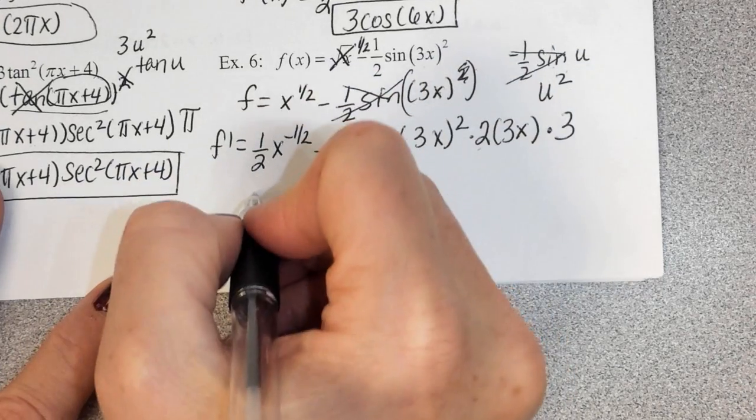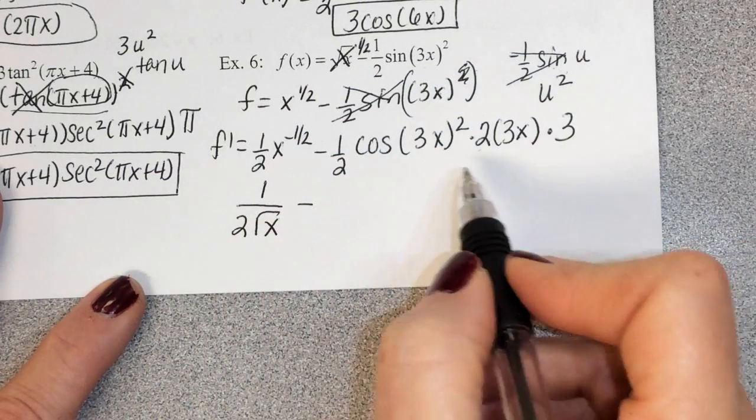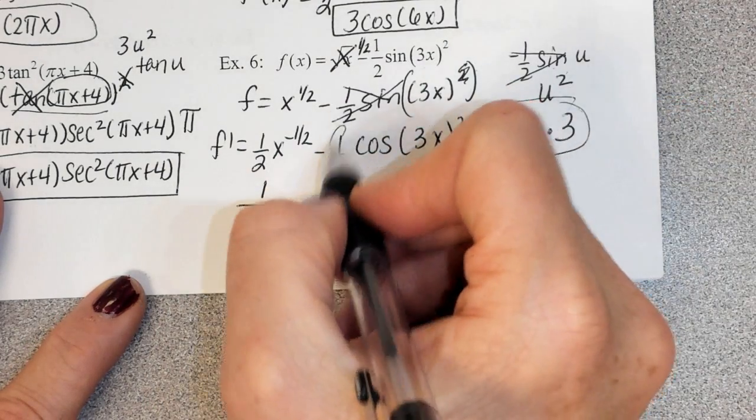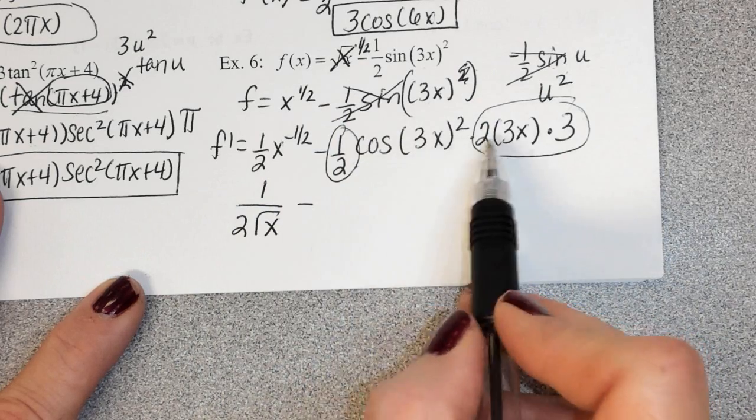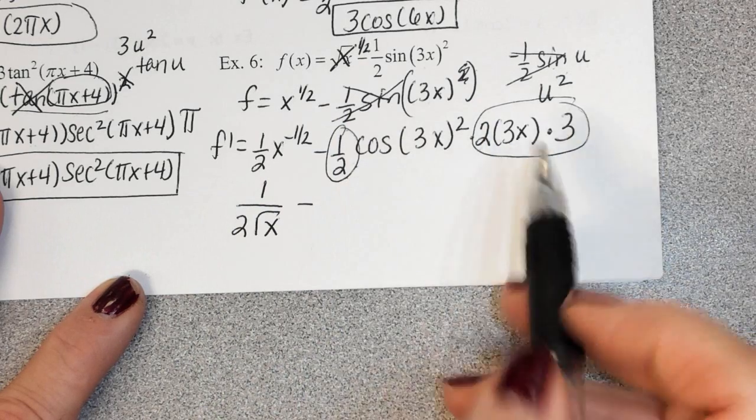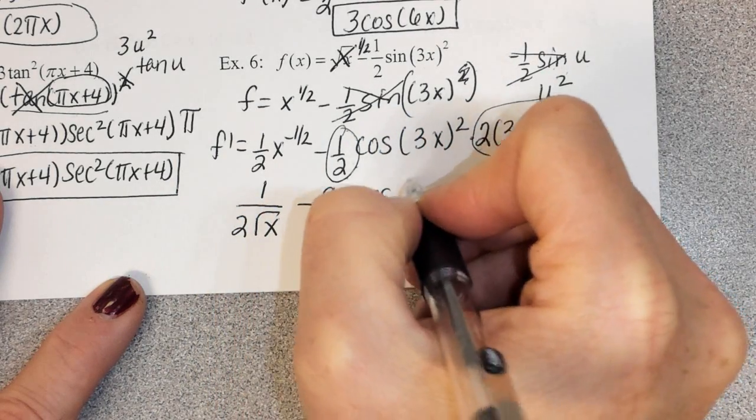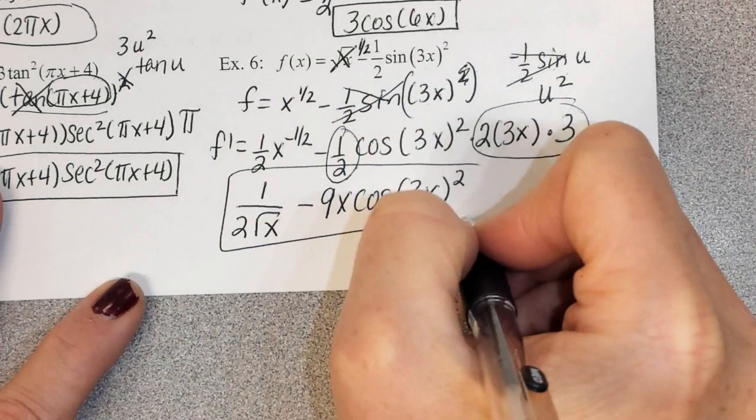So this part would be written as 1 over 2 radical x. For this, all of this is just going to get multiplied by the 1/2. So I've got 2 times 1/2, that's just going to be 1. 3 times 3x is going to be 9x cosine of 3x squared.